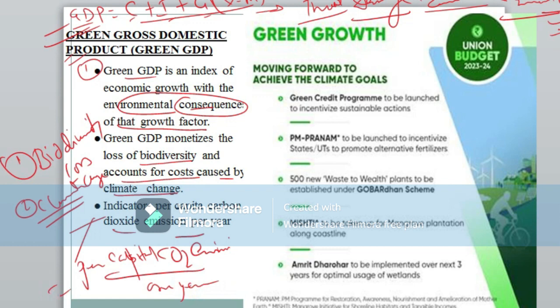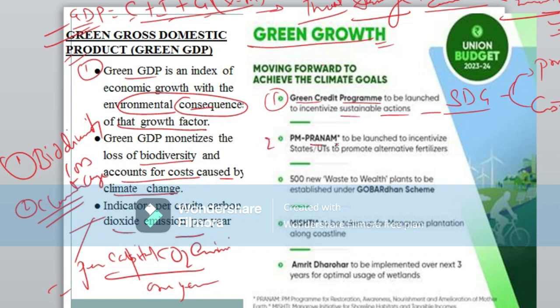Now what are the government initiatives to cater to this challenge or to raise the green GDP index? Moving forward to achieve the climate goals, the Government of India has put forth the Green Credit Program to be launched to incentivize sustainable actions. So there are sustainable development goals, which means production and consumption in a sustainable manner. What is a sustainable manner? Sustainability aims to decrease the damage to the environment.